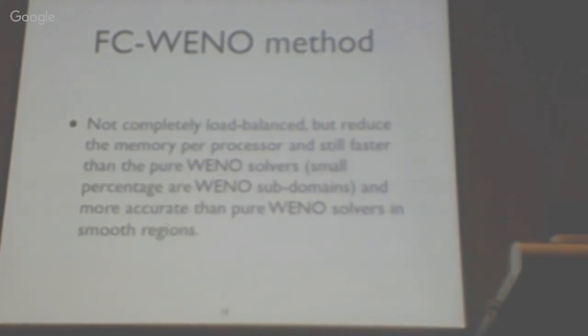Now, when you have a hybrid method, the WENO method is typically an order of magnitude more expensive than a linear method. So a parallel implementation is not completely load balanced, because the subdomains with WENO methods take longer. But it's still faster than a pure WENO solver. Imagine that you have a bunch of subdomains for each processor, and out of that bunch, there's a portion of WENO, and the rest are FC. It's still faster than pure WENO, and it is more accurate than pure WENO in the smooth regions. We've shown that in 1D, 2D, and previous works, and I'm going to show you here also in 3D.